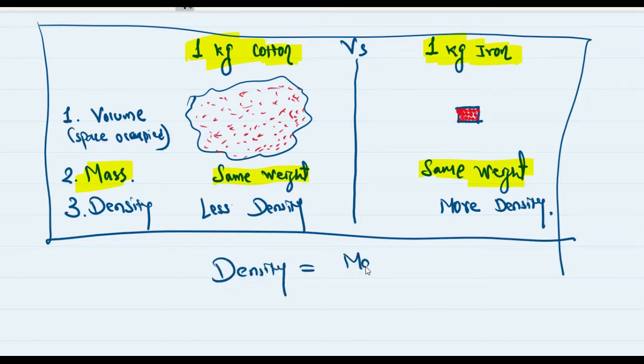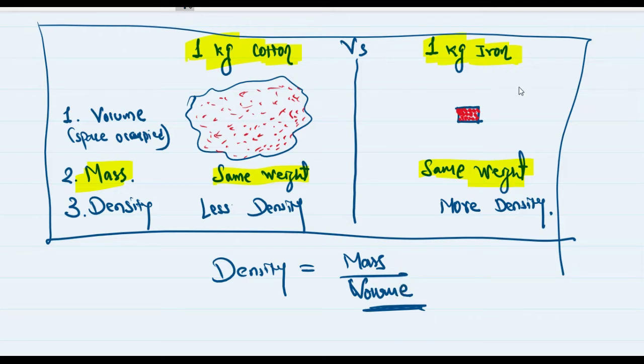Density is nothing but mass upon volume. Density is nothing but mass per unit volume. So what does density tell you? Density tells you how tightly or how closely the particles of a matter are packed. Are they more tightly packed or less tightly packed? If more tightly packed, then the density will be high, and the ratio of mass per unit volume will be high.